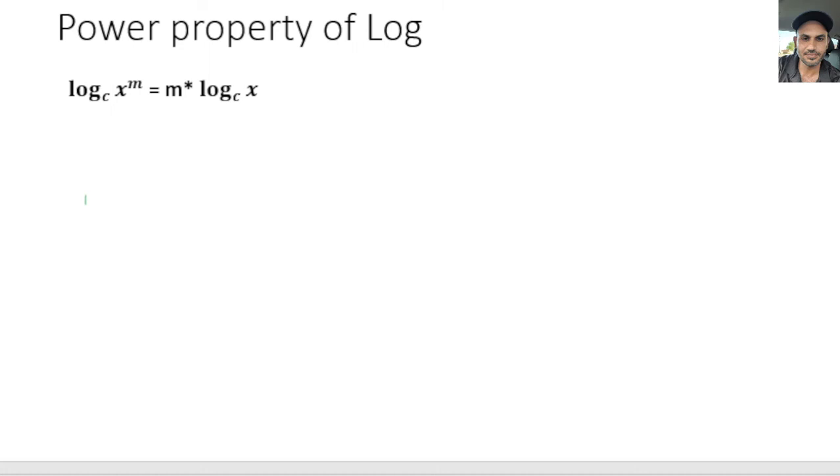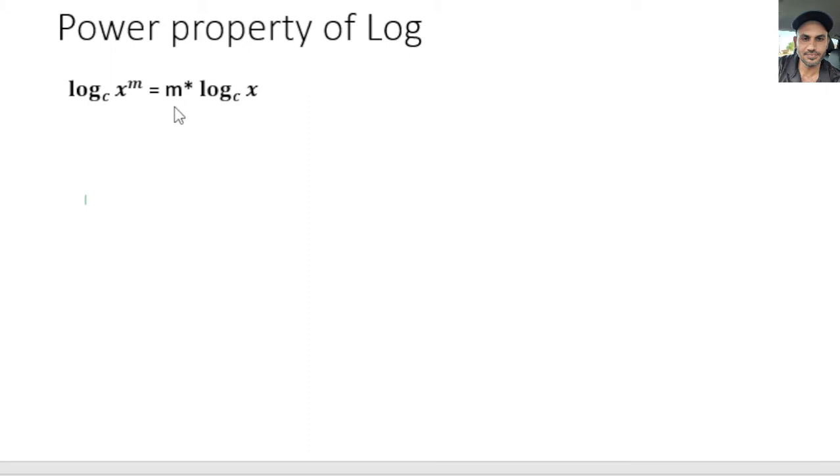Hello, welcome everyone. In this video, I'm going to cover a couple of properties of logs. One of them is called the power property of log. So if we look at here, we have a definition of a power property of log. We have a log of some number x with an exponent of m with the base c.